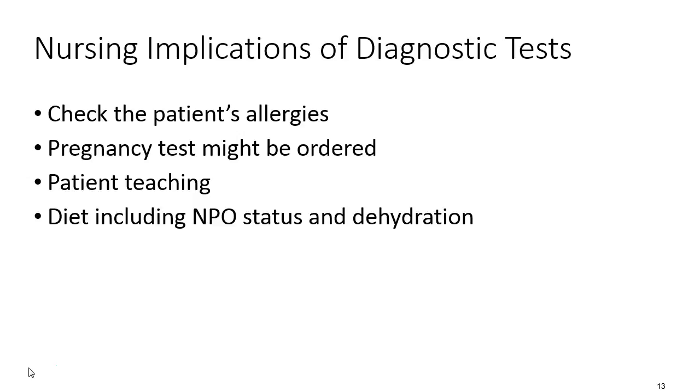So if we have a patient going down for a diagnostic test, of course we're going to check for a patient's allergies to make sure that they're not allergic to the contrast. For pregnancy, we need to do maybe a pregnancy test prior to any x-rays for the females. Patient teaching, they need to be taught about what preparation needs to be done prior to the testing that's done. And then the diet, including NPO status and that type of thing. So they need to know if they're going to not be able to eat anything or drink anything prior to the test, or if they can have still clear liquids to keep them from becoming dehydrated.